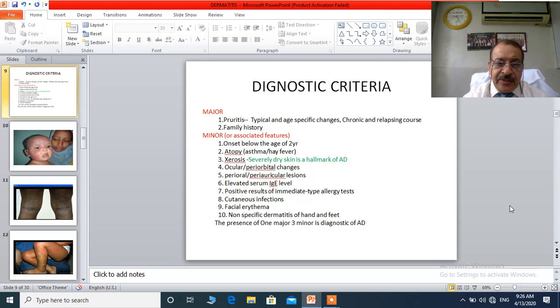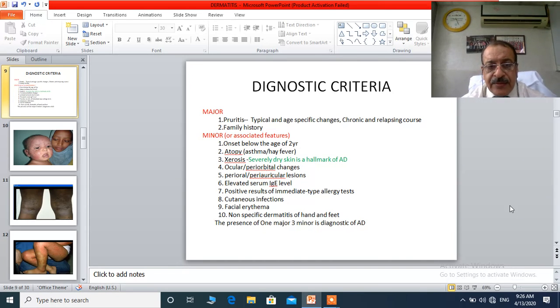The minor criteria, or the associated features, are that the onset of the condition must be before the age of 2 years. There must be a history of atopy in the family, like a history of asthma or allergic rhinitis. Xerosis, severely dry skin, is a hallmark of atopic dermatitis.